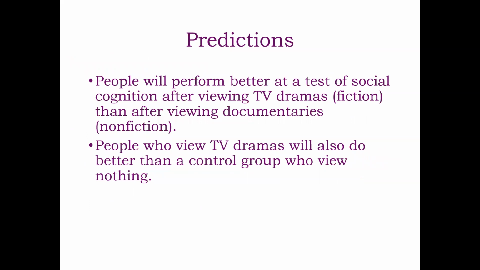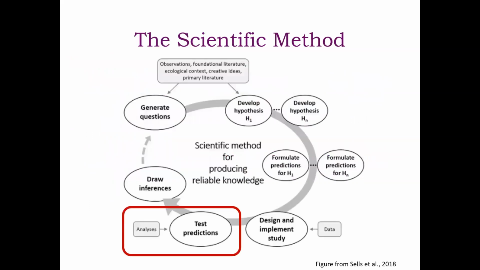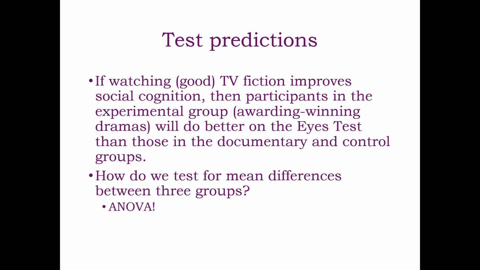Our prediction is that people will perform better at a test of social cognition after viewing TV dramas and after viewing documentaries, and better than a control group. So we gathered the data with more people this time, and we tested our predictions. Our predictions, if-then statements: if watching good TV fiction improves social cognition, then participants in the experimental group who watched award-winning dramas will do better on the eyes test than those in the documentary and control groups.